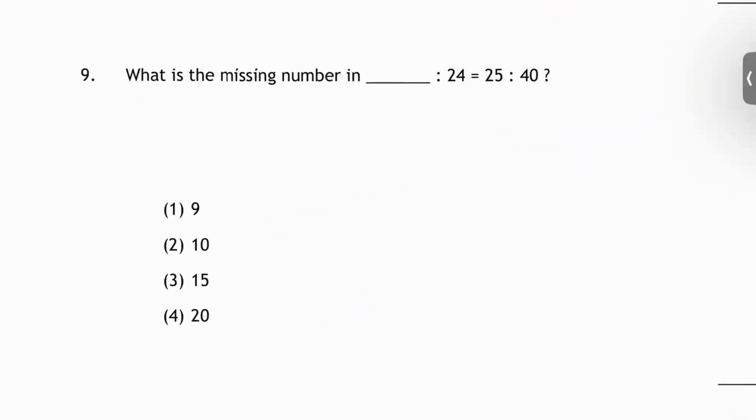Moving on. What is the missing number in this blank? Blank is to 24, which is the same as the equivalent ratio 25:40. When we have such questions, do not attempt to convert directly. Instead, you should take the ratio and simplify it. So 25:40 can be simplified further by dividing by 5, and I will get 5:8.